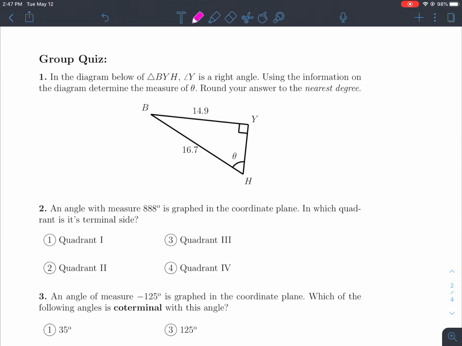All right, in the diagram below of triangle BYH, angle Y is a right angle, got it. Using the information in the diagram, determine the measure of theta. So this is our fancy Greek letter that we use instead of x. It's like x, right? All right, so we need to find theta. So we'll label our sides. We've got the side that's opposite theta. Here's the adjacent. And then across from the right angle is the hypotenuse.